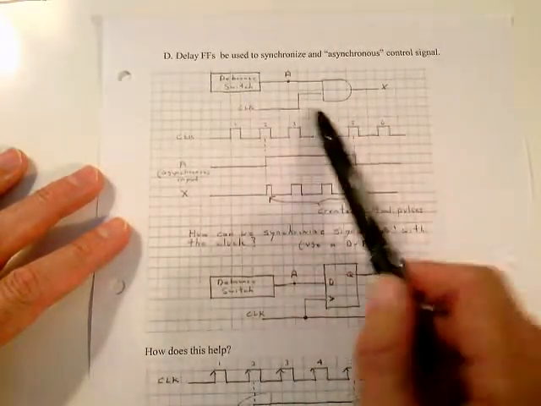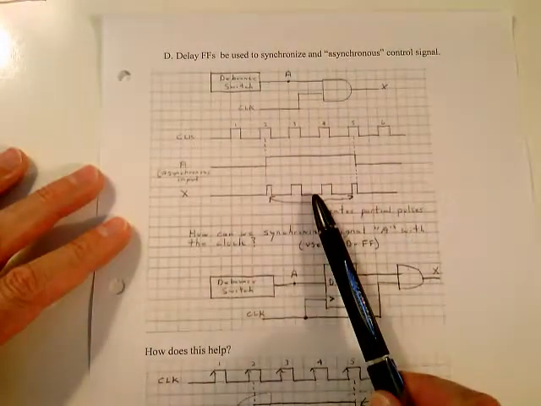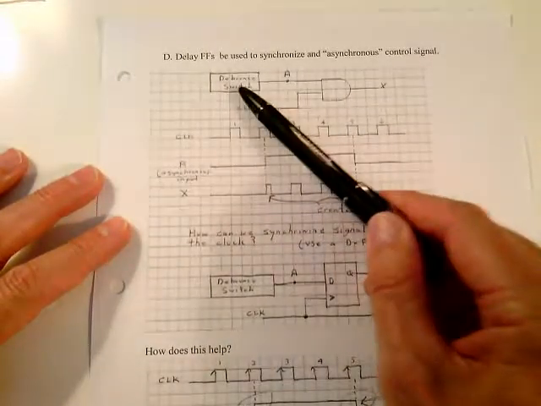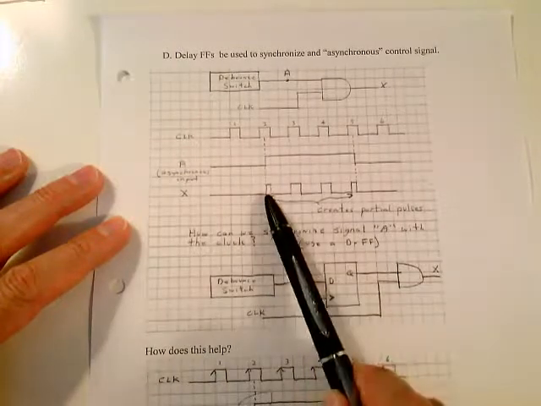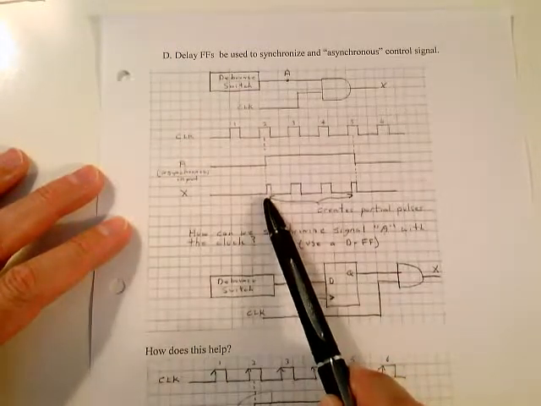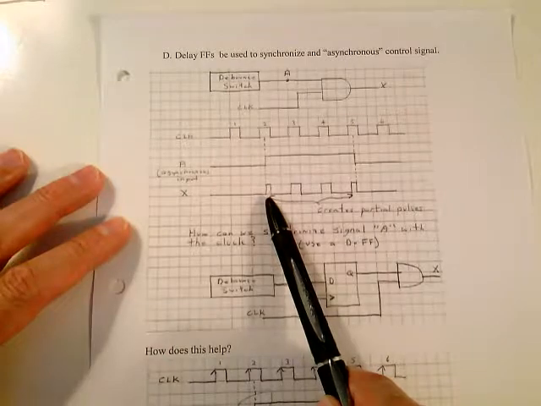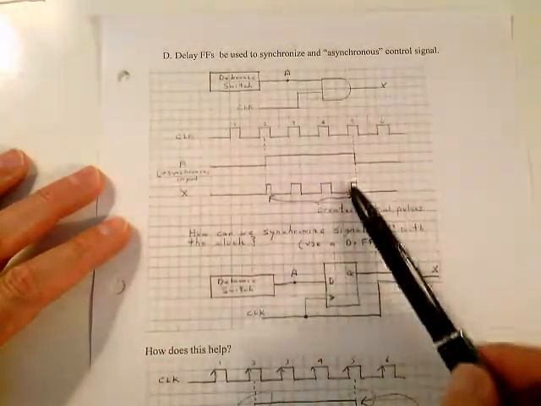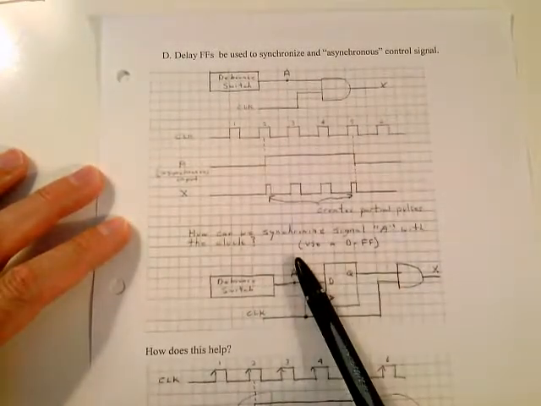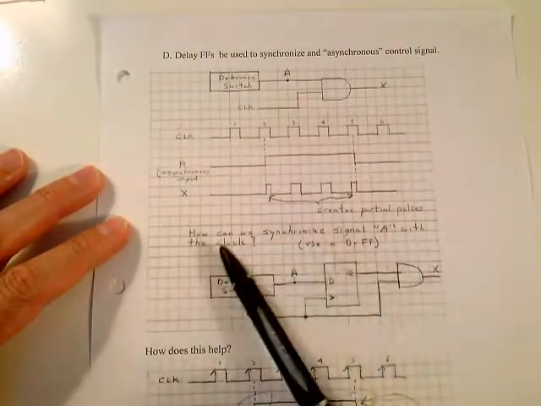If you take a look at what happens here, you can create partial pulses depending upon when you throw this switch. Here's the asynchronous input. We threw it here and got a little tiny partial pulse here. Then a full pulse, because it's an AND gate, and then another partial pulse here.